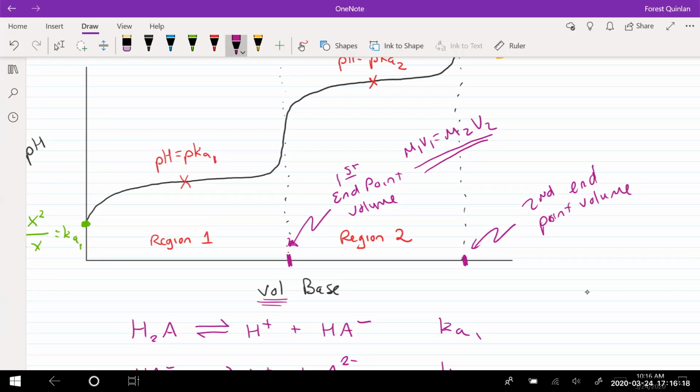Notice how I drew it. I drew it very symmetrically, or very methodically. So you just double it? That's right. If it took, say, 100 mLs to get rid of the first H, why wouldn't it take 100 mLs to get rid of the second H? It's just an H. So when you look at the second endpoint volume, it is just double the first.